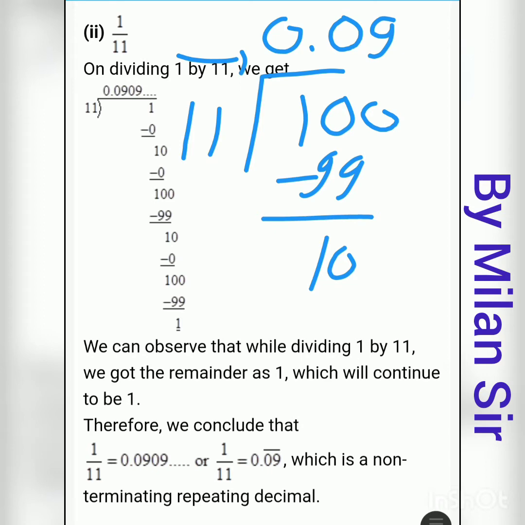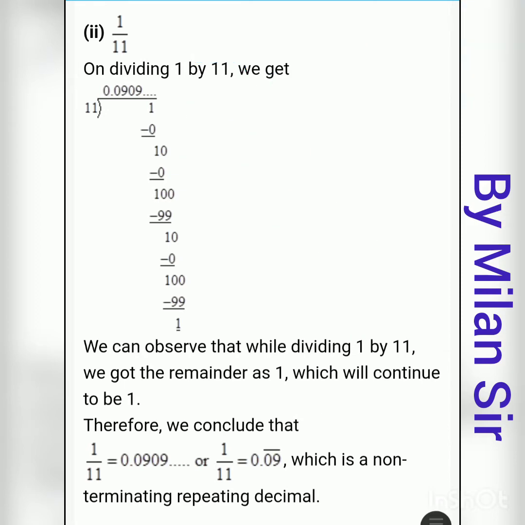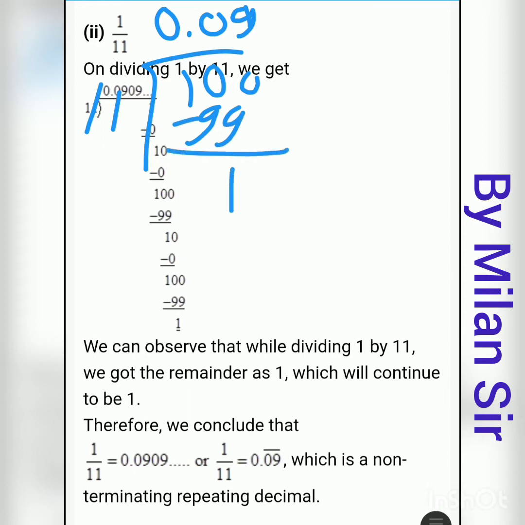Now we get 10 again, but we cannot divide 10 by 11, so again we put 0 here. Again 11 nines are 99, and again we get the remainder 1. This is a continuous process, we get the same two digits 090909. Again I repeat the division process: we cannot divide 1 by 11, so 0 point, then 10. Again we cannot divide 10 by 11, so we put 0 and get 100. 11 nines are 99, 1 is the remainder.